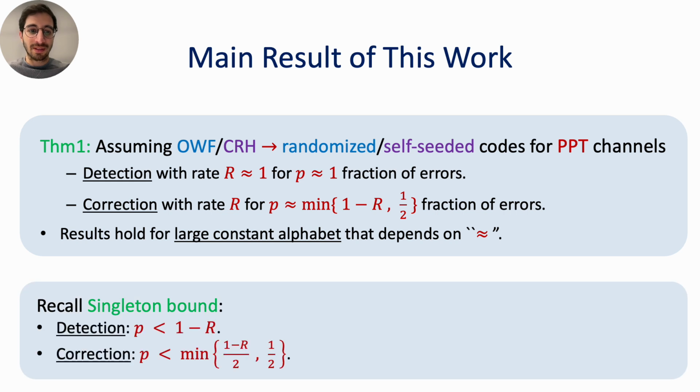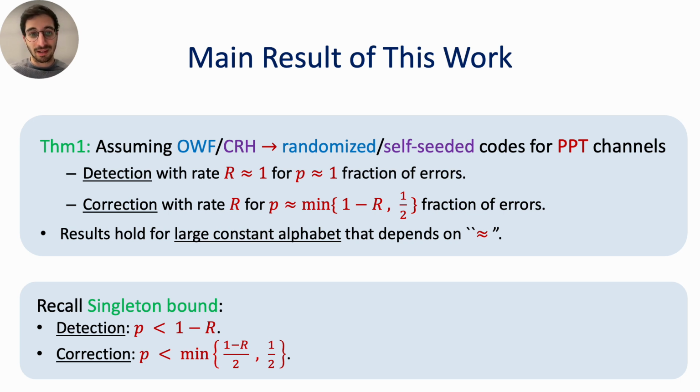So let me compare this to what we know about the Singleton bound. If you compare our result to the Singleton bound, which is the best possible for large alphabet and is actually achievable for a large alphabet, we know that P is strictly less than 1 minus the rate for detection, and P is strictly less than 1 minus the rate over 2 for correction. So if you compare it to our result, it's a very big gain for the detection, but also quite a big gain for the correction.